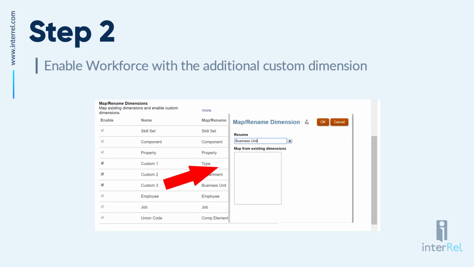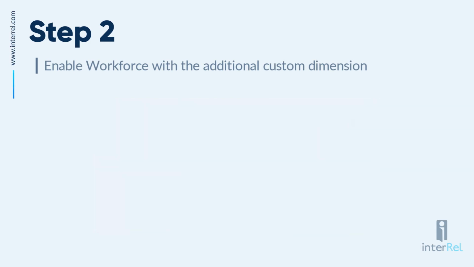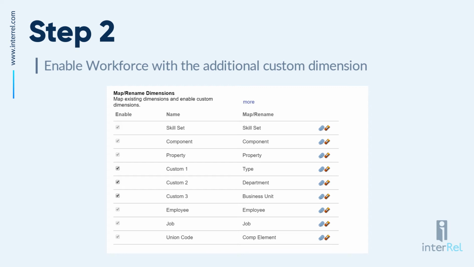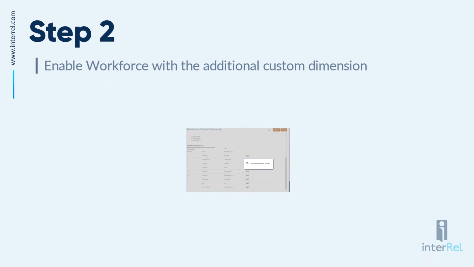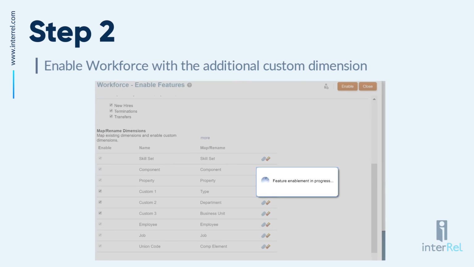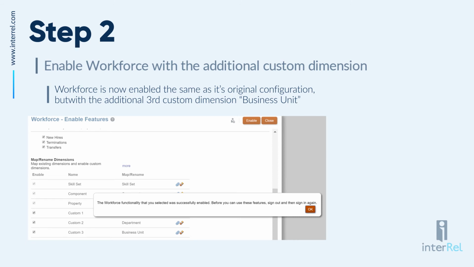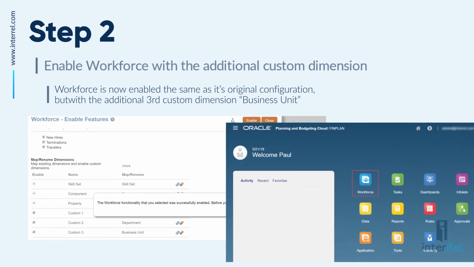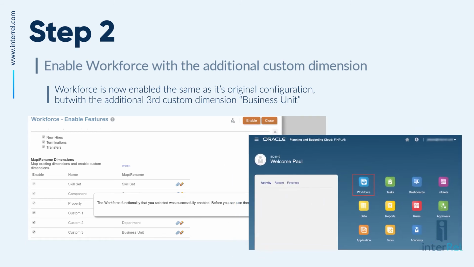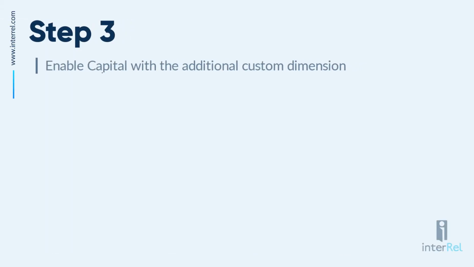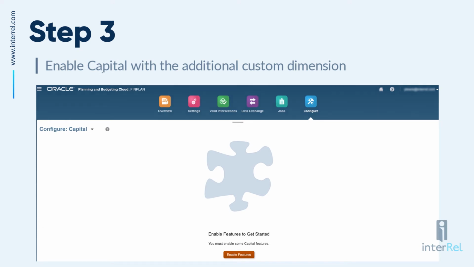Then we added business unit as custom 3. The other dimensions remain checked, and we also modified the name for union code as it was done in test. We then enabled the workforce framework. Workforce is now enabled the same as it was originally in test with the addition of the third custom dimension named business unit. Step 3 is to enable capital with the additional custom dimension.